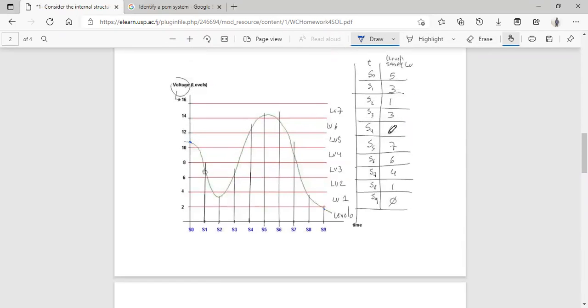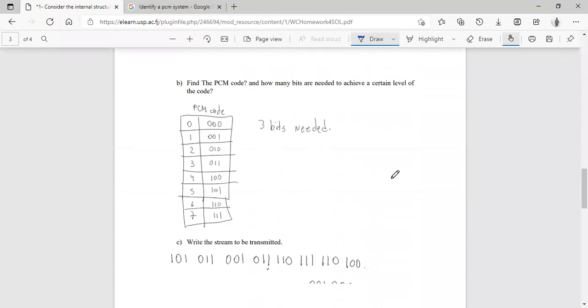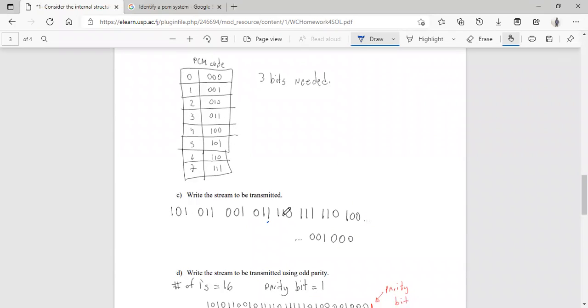The next values are 6, 7, 6, 4. The value 6 is 110. The next one is 7, which is 111. And then we have 6 back, so that is 110. We stop here and go back to the table.